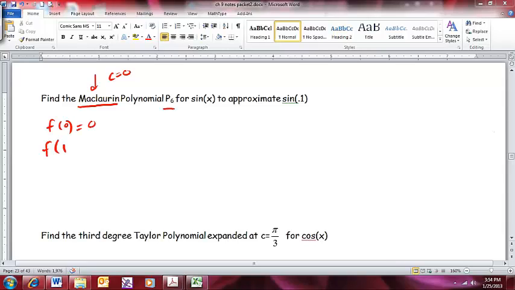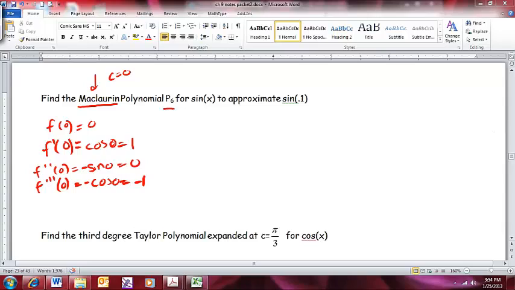Now f prime of 0, which we have to be a little bit careful with. f prime of sine would be cosine of 0, which is 1. So now we do f double prime of 0. The second derivative would be negative sine, and negative sine of 0 is still just 0. Now our third derivative at 0 would be negative cosine, which ends up being negative 1.